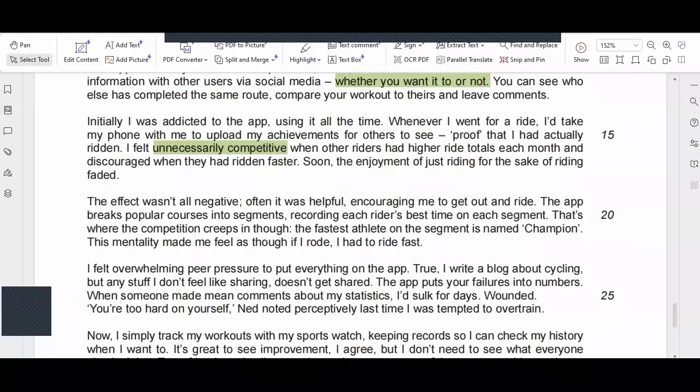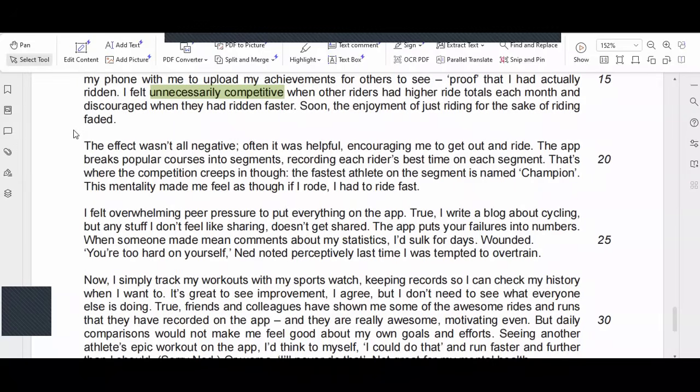Moving on, the effect wasn't all negative. Often it was helpful, encouraging me to get out and ride. The app breaks popular courses into segments, recording each rider's best time to each segment. That's where the competition creeps in, though. The fastest athlete on the segment is named champion. This mentality made me feel as though if I rode, I had to ride fast.